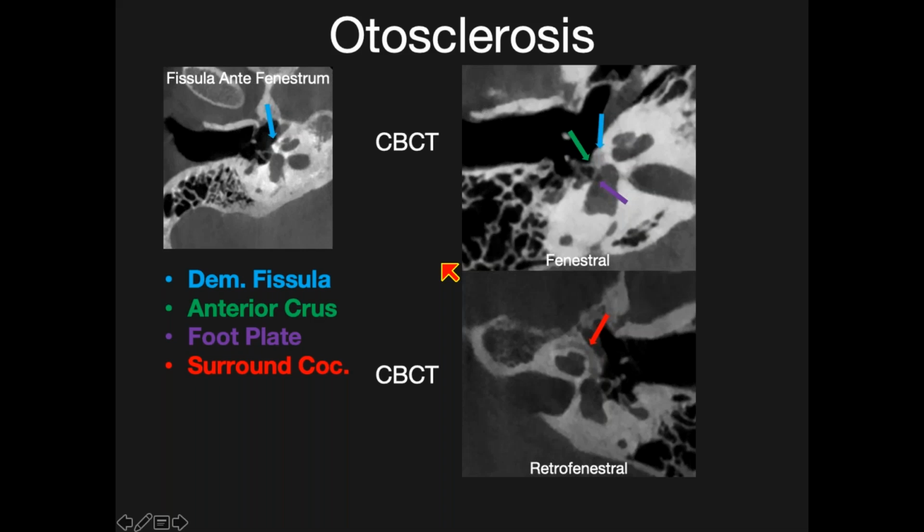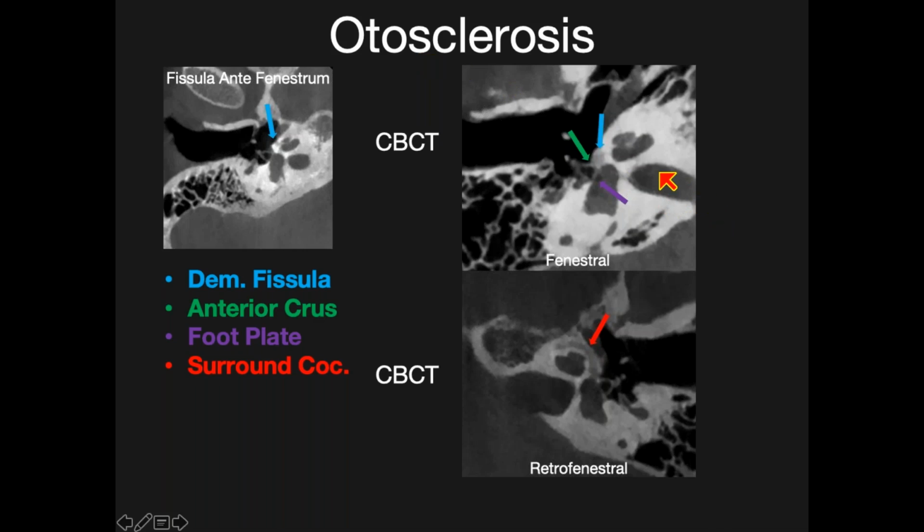Patients presenting with mixed hearing loss have a very classic audiometry picture. And just to reiterate the anatomy of the stapes oval window complex, you can see the stapes with the crura and footplate there, and this quite dense bone here is called the fissula ante fenestram. And this is an area we look for in this condition called otosclerosis or otospongiosis.